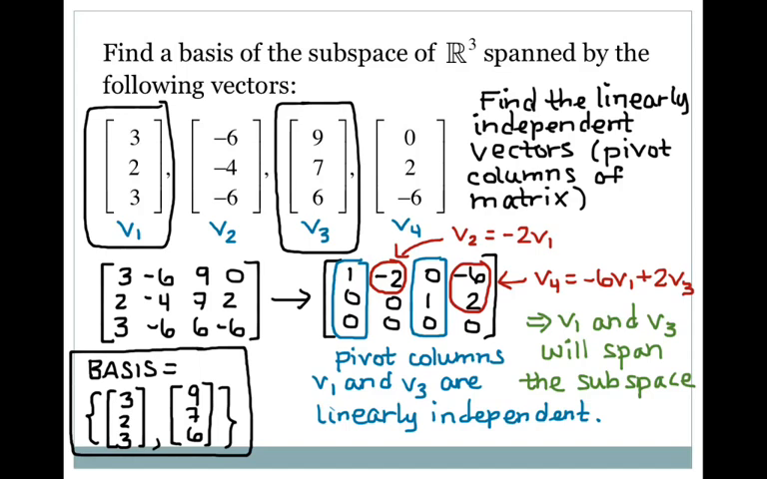So this is the process if you're asked to find the basis of a subspace of R3. Put your vectors into a matrix, row reduce, and the pivot columns will form your basis. So the pivot columns of your original set of vectors. This will be your process for finding the basis.